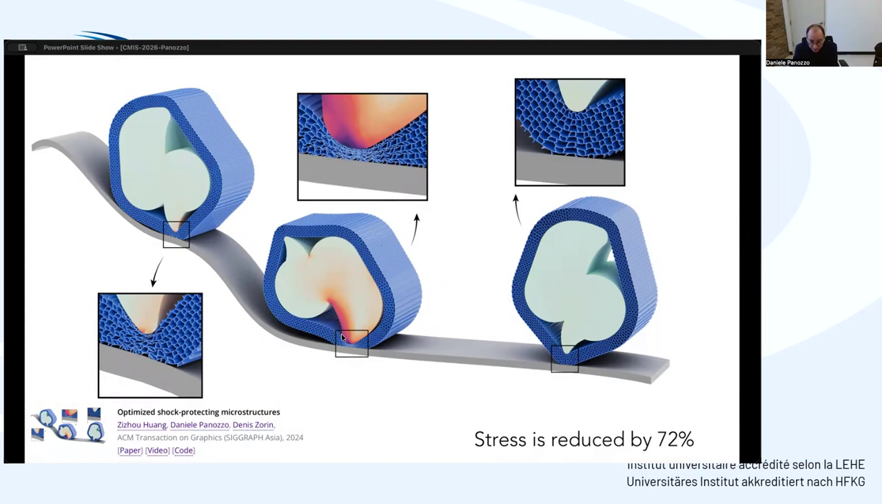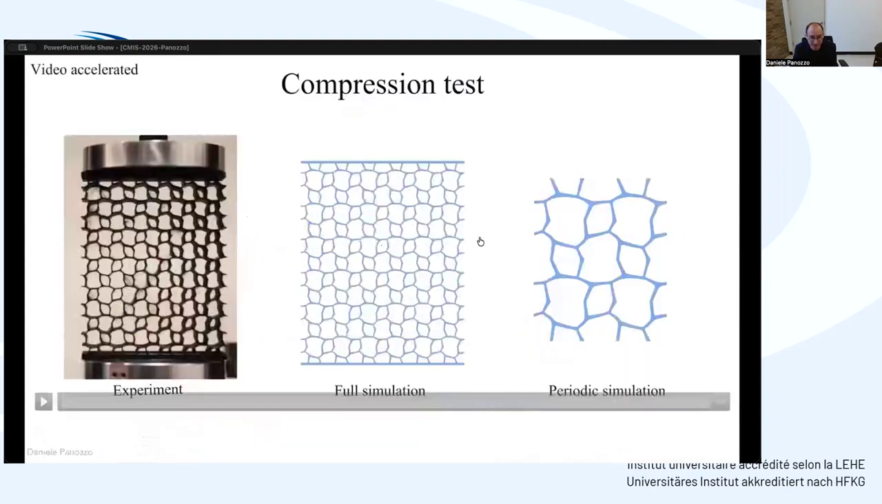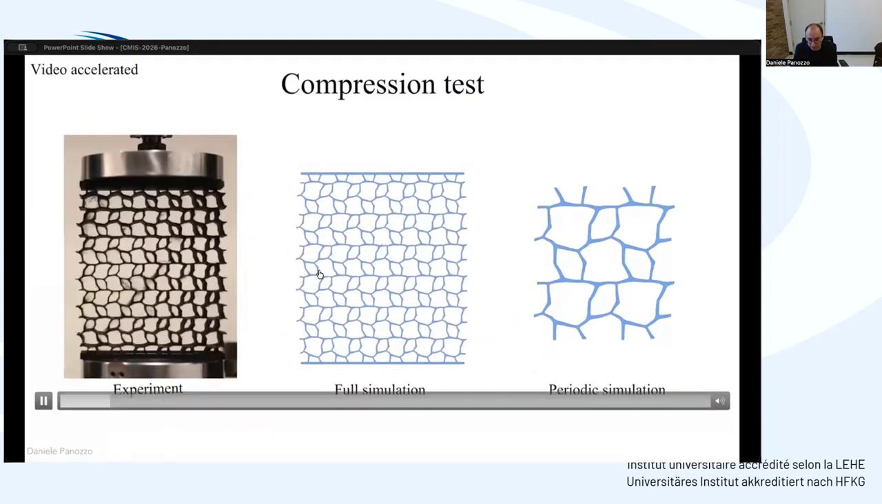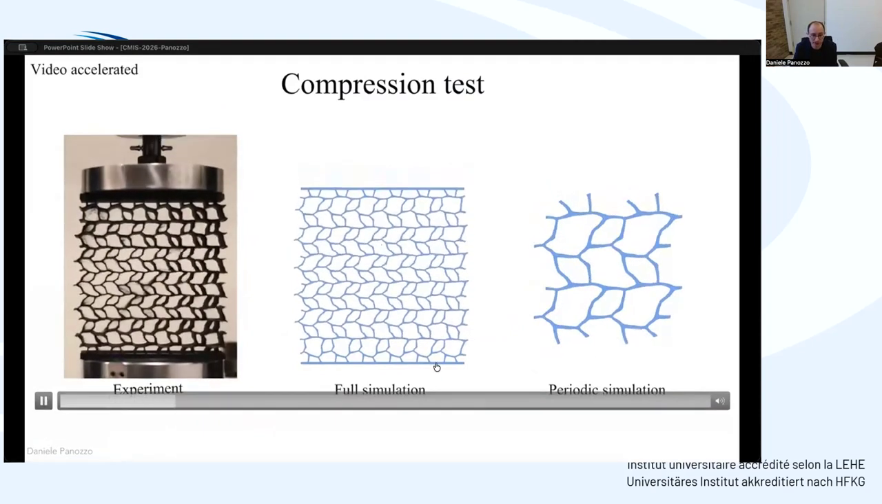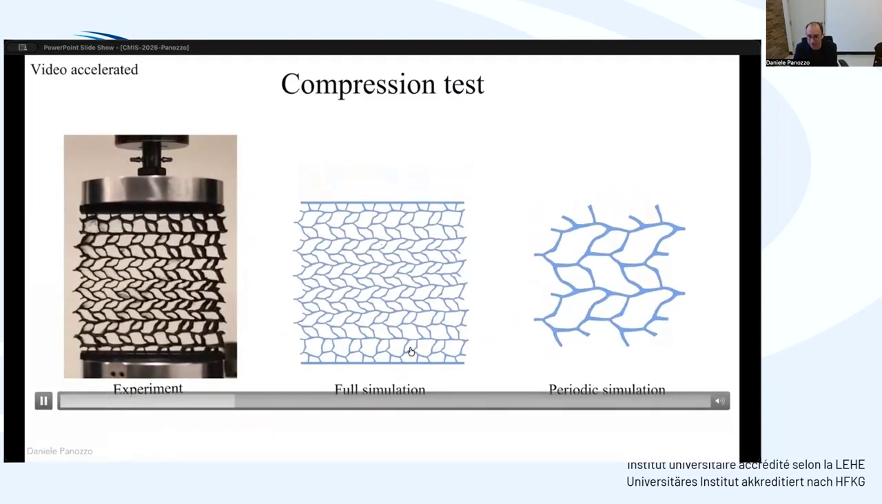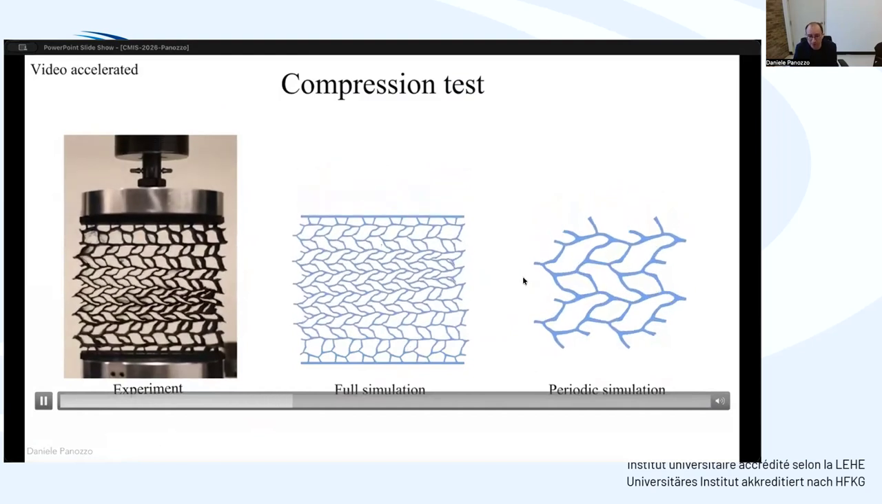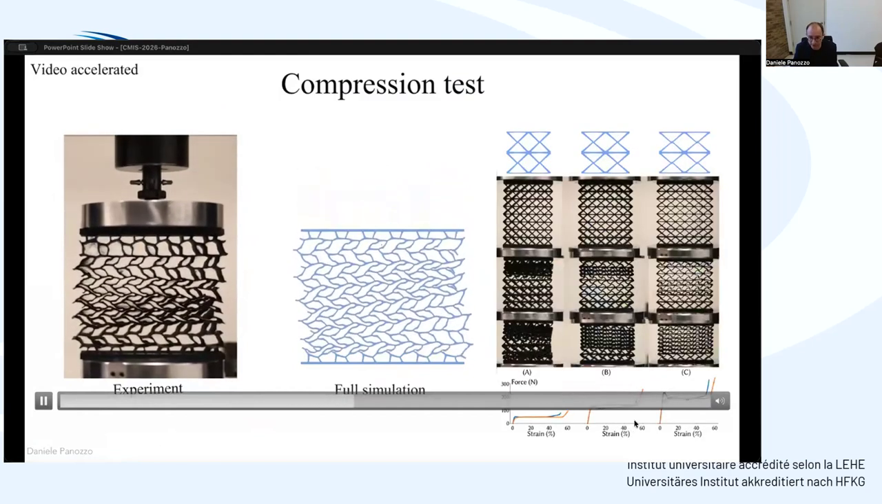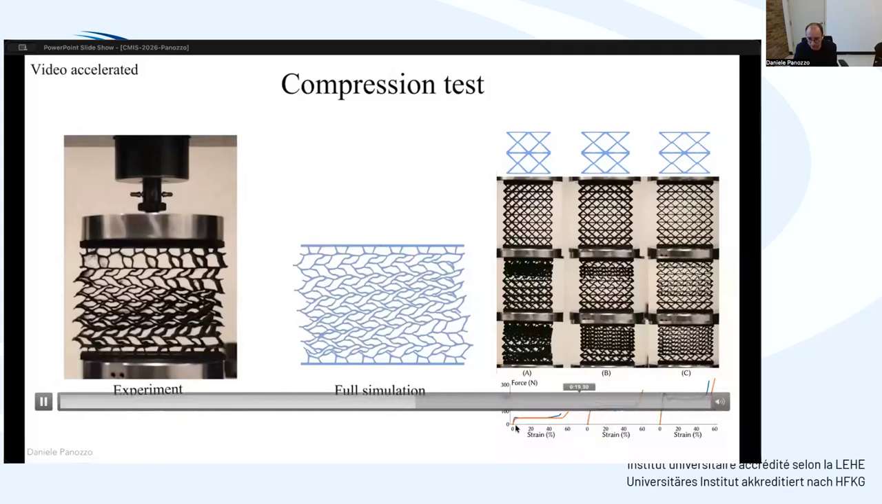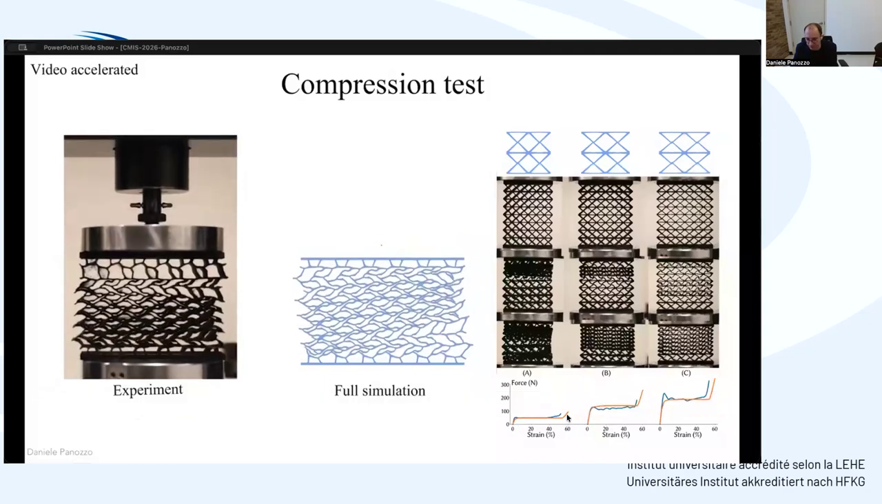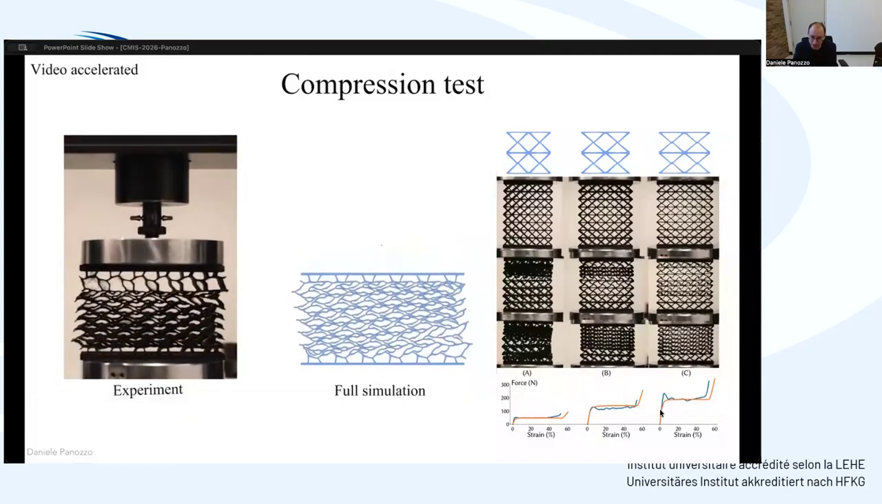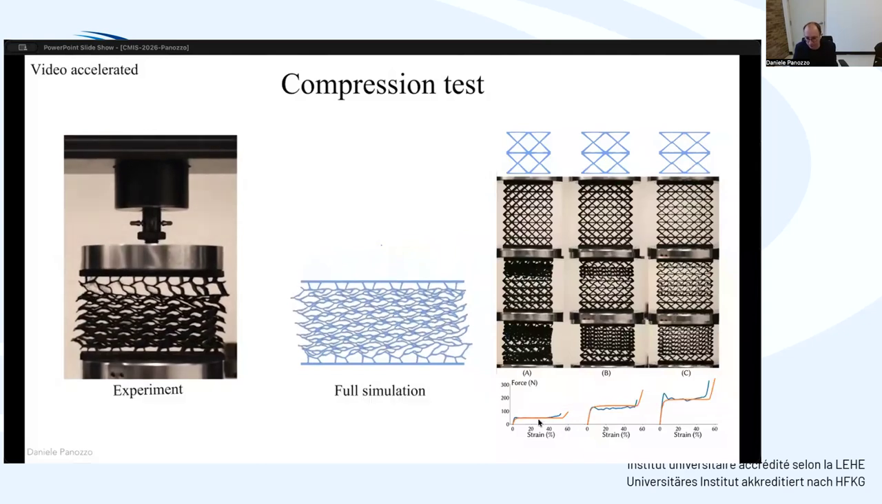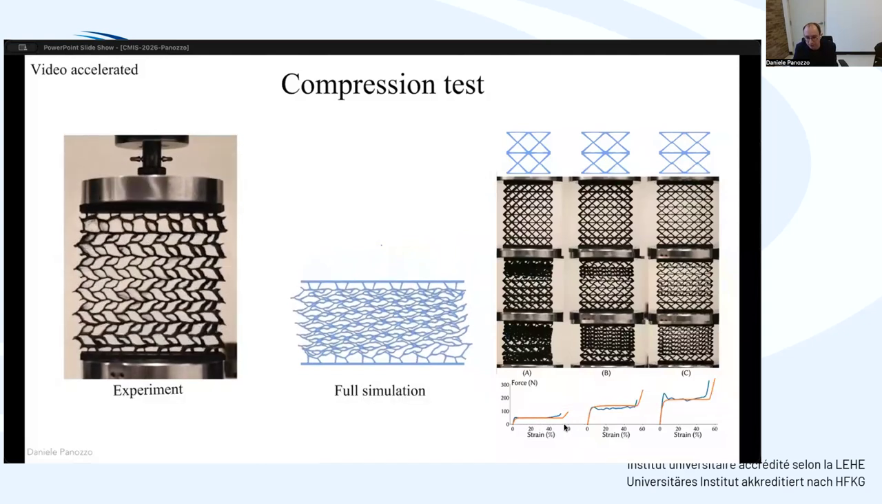In this paper, the key result, which we experimentally validated, is that we discovered a new family of periodic metamaterials which are ideal shock absorbers up to 60% strain. So here is an example. In orange is what our simulator predicts. In blue is the actual measurements.